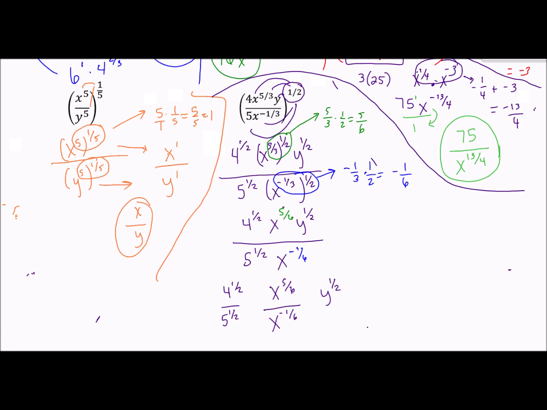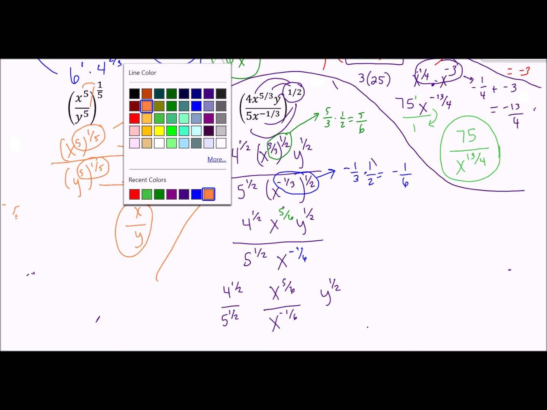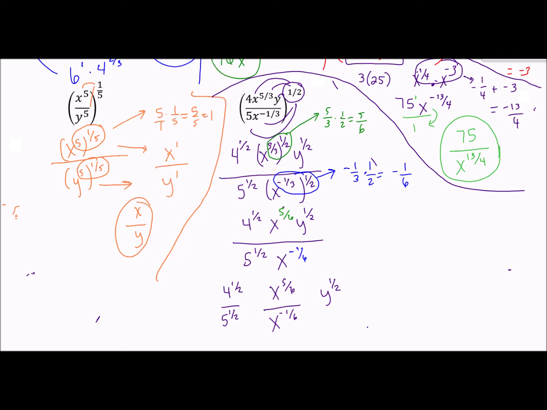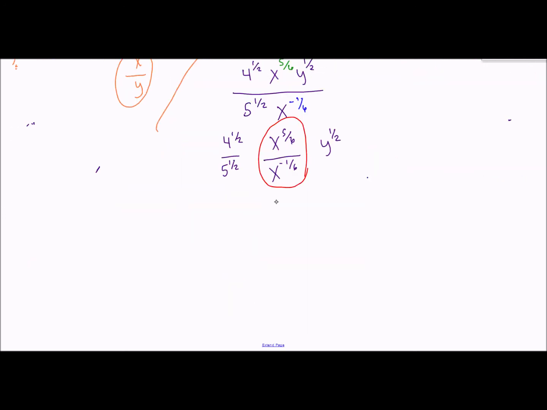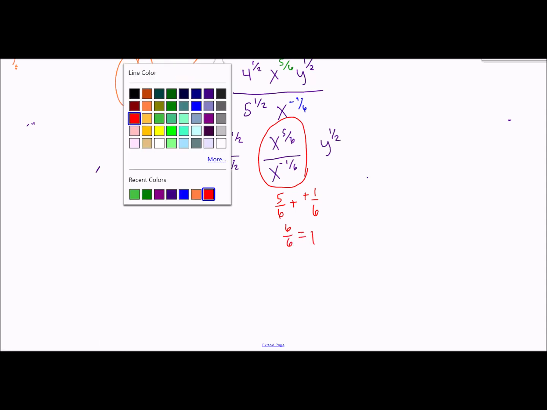The only thing that we can change is these x's right here. Right? They're the same base and they're dividing. So I'm going to take those powers, the 5 over 6 minus negative 1 over 6. Be very careful with those. Minus a negative will become plus. That's 6 over 6 or 1. So we can now change that set of x's right there to x to the 1.